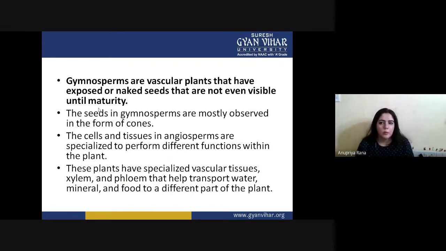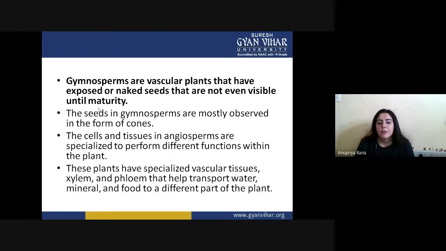They are also vascular plants. They have exposed and naked seeds, not covered, and only visible when they reach maturity. Before attaining maturity, you will not be able to see the gymnospermic seeds. They can only be seen after maturity. The seeds in gymnosperms are mostly observed in the form of cones. Most of the time they will be observed in cone formation.